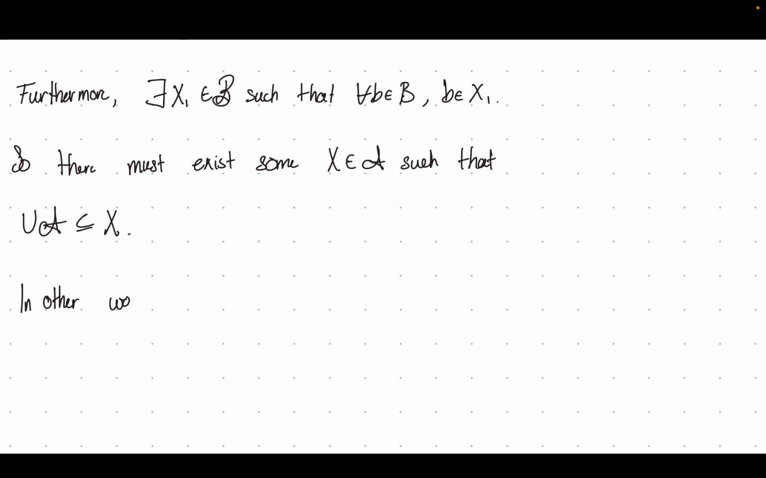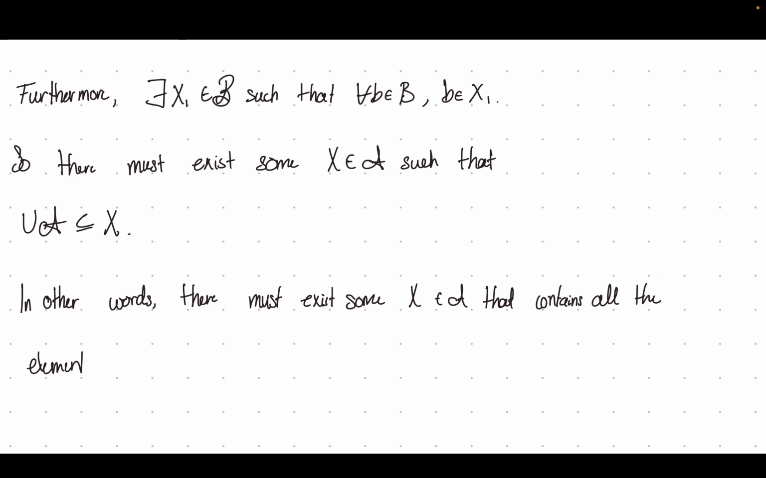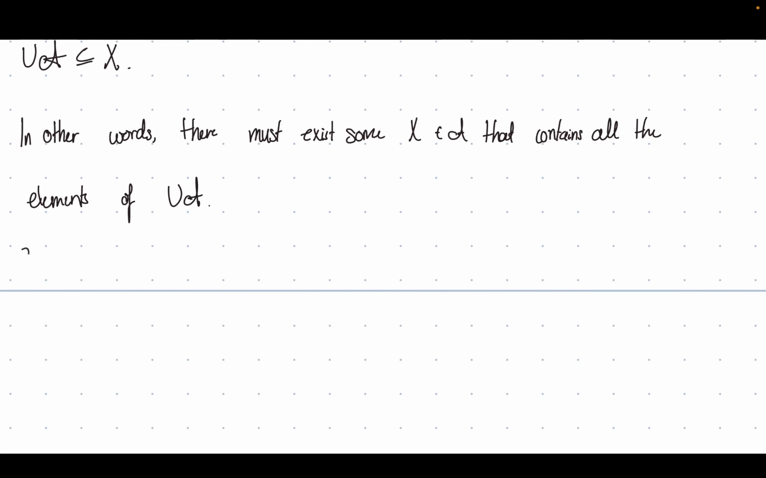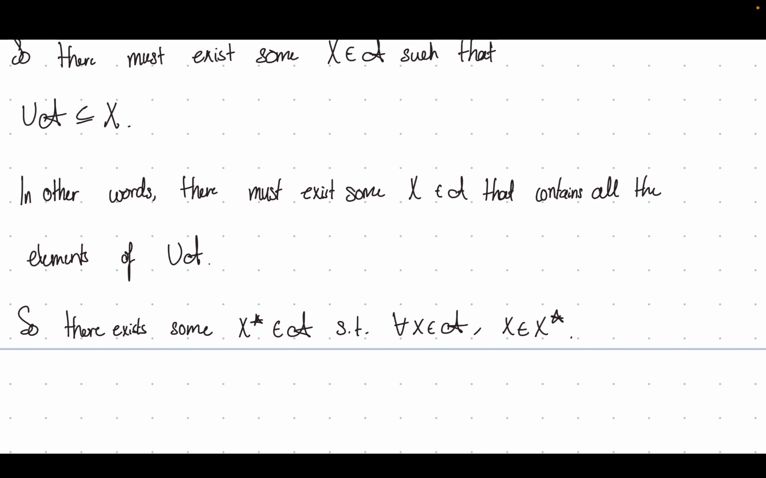I'm going to leave it like that. In other words, there must exist some x in script A that contains all the elements of the union of script A. There must exist some, I'm going to call it x star, in script A such that for all x in script A, x is a subset of x star. Yeah, let's say that. That's true.